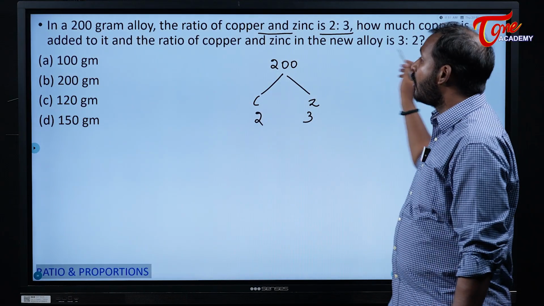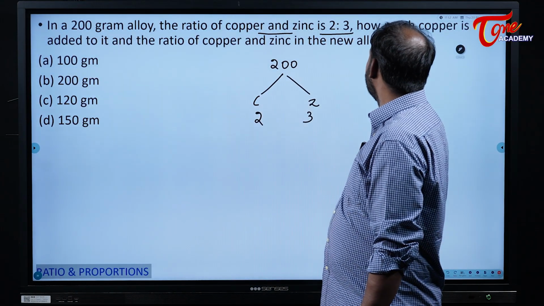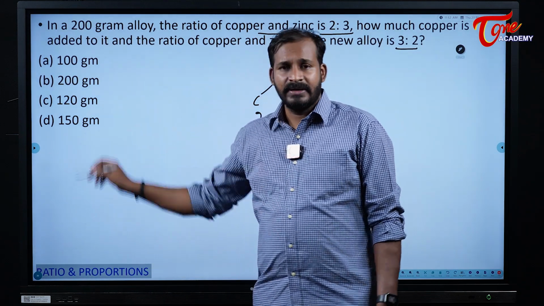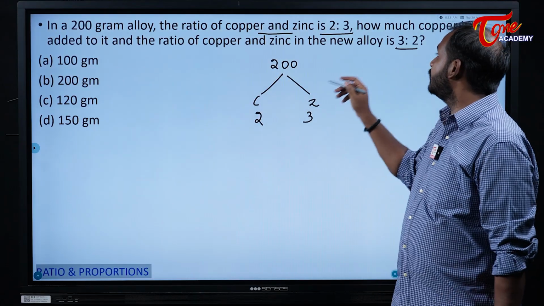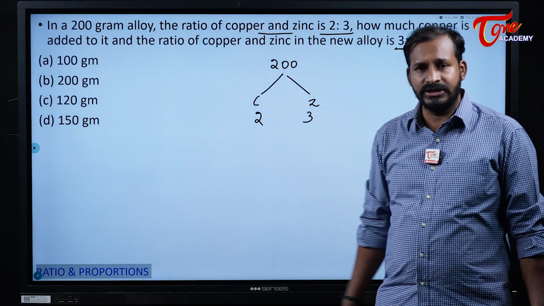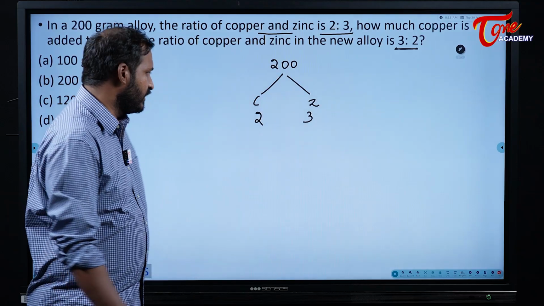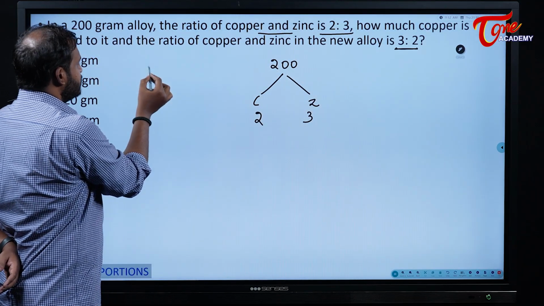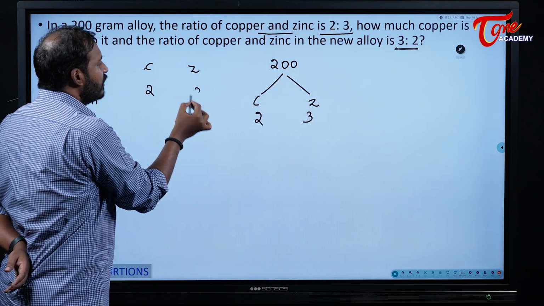Now, how much copper is added to it so that the ratio of copper and zinc in the new alloy is 3:2? Now, what is happening is we are adding some copper to this so that the ratio becomes 3:2. Similar to our previous questions only. If you observe carefully here, what is the portion of copper and zinc they gave us? Copper and zinc are 2:3. And now we are adding what?